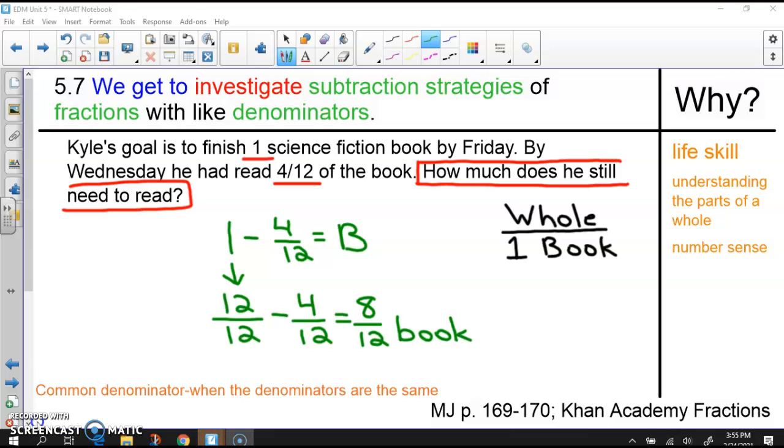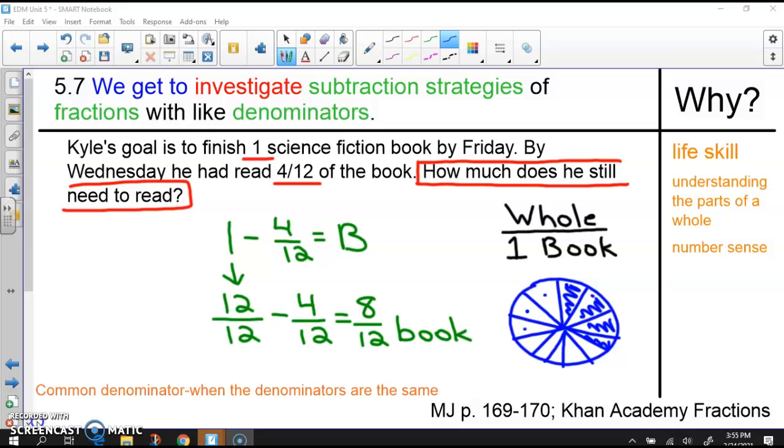Now, some ways that we could show this is we could also do this with fraction circles. So if we were to take our whole book and break it up into 12ths, I'm going to break mine into thirds, and then each third I'm going to break into 4 equal pieces. And you're going to work with me to pretend these are equal pieces. So if we were to shade in the 4/12 that he has already read, we can see that we still have 1, 2, 3, 4, 5, 6, 7, 8/12 of the book left.